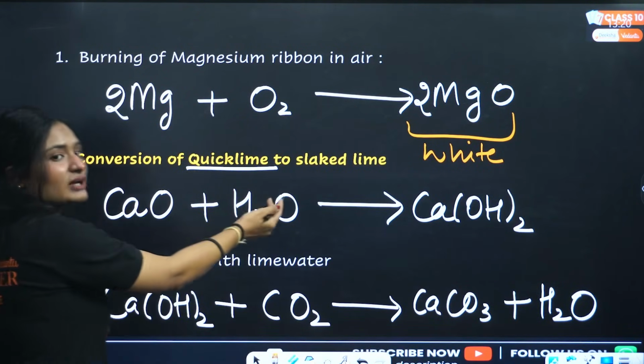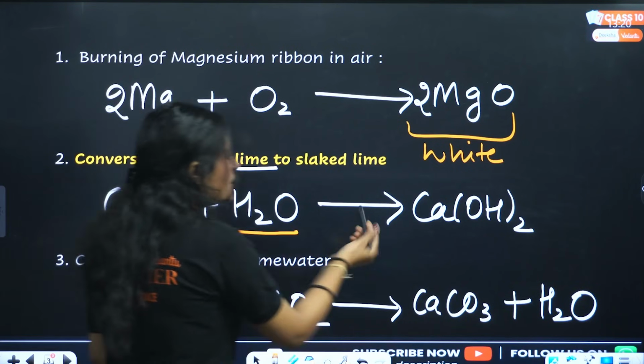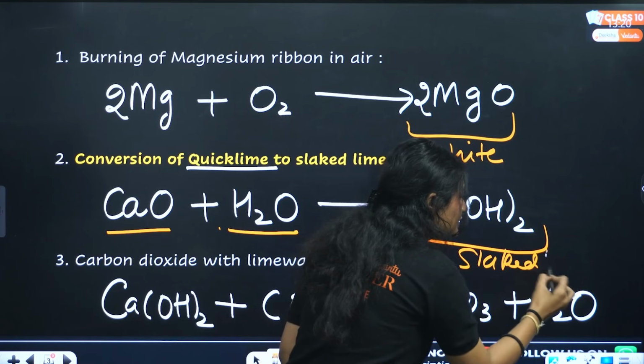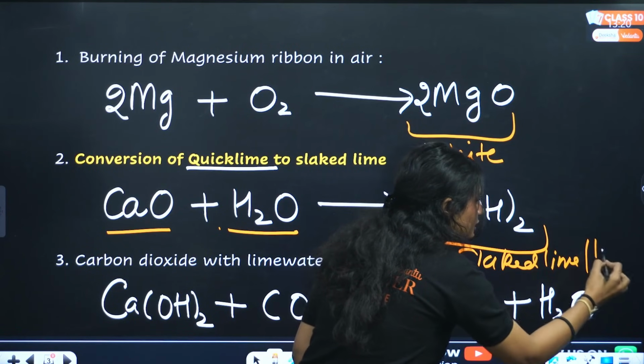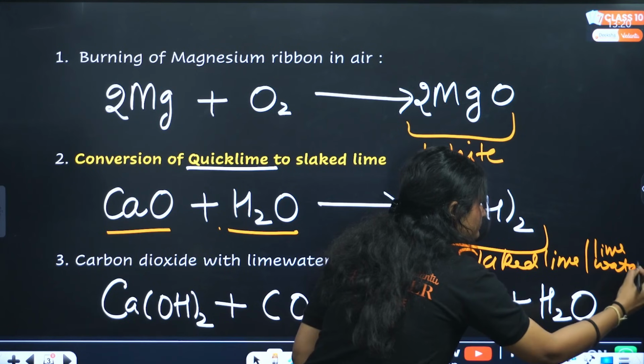Then conversion of quicklime into slaked lime. When you take quicklime and you add water to it, we get slaked lime. The other name that we use is lime water.